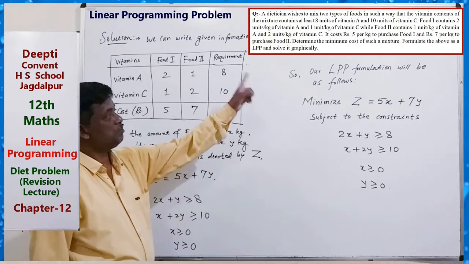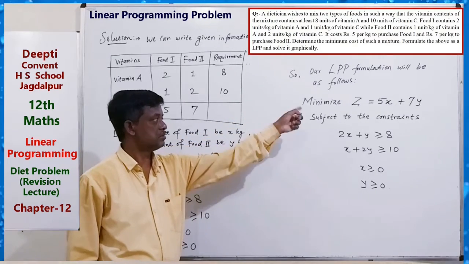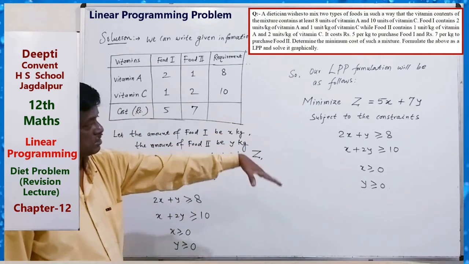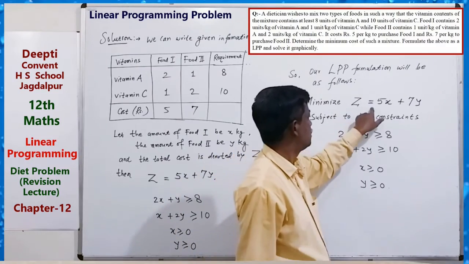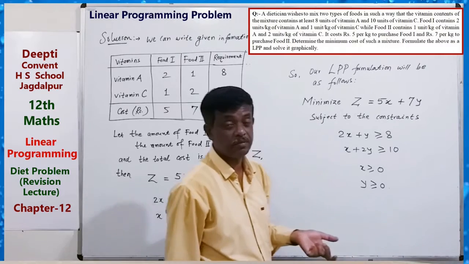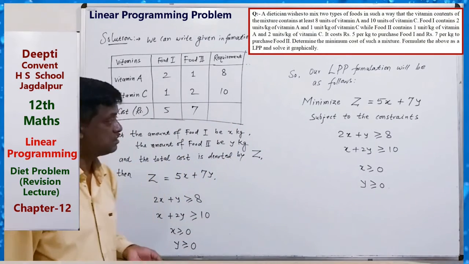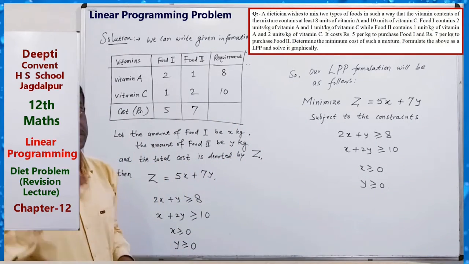So our LPP formulation will be as follows: minimize this, subject to the constraints, this. These are called constraints. This objective function we have to minimize. Minimum cost is to be minimized. So this is the formulation. Now solving graphically.